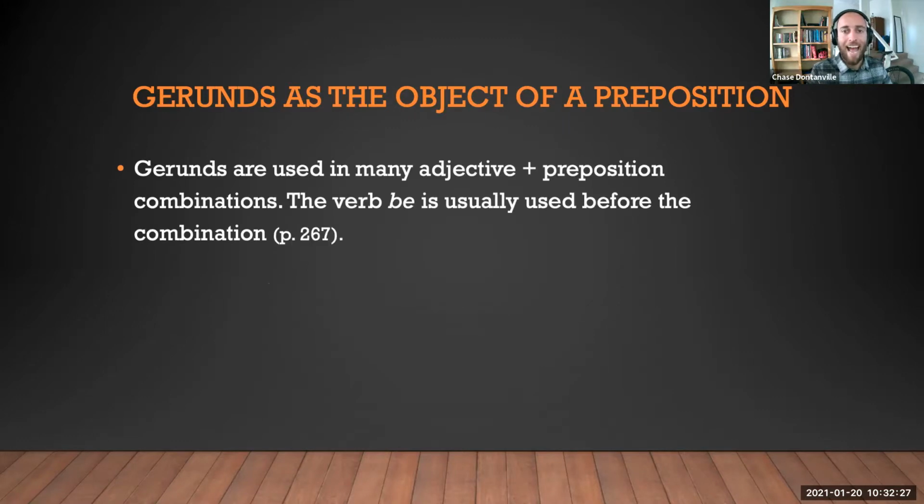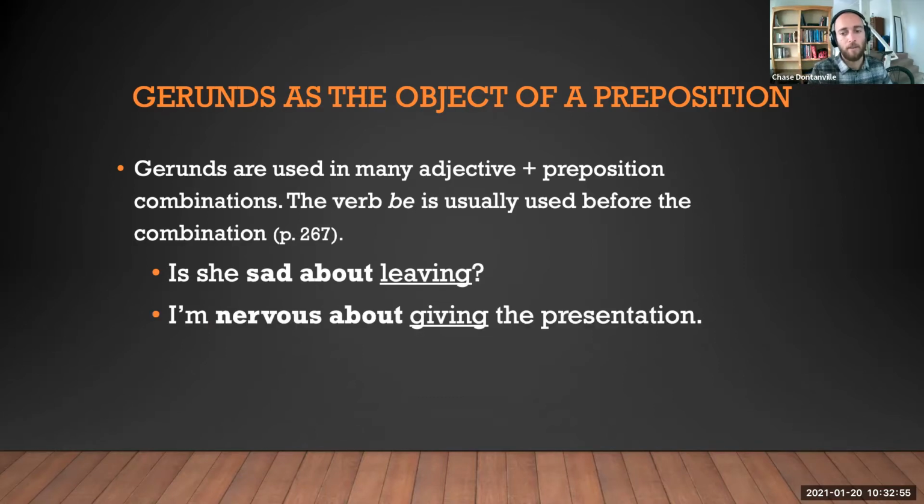Also, gerunds are used in adjective plus preposition combinations, and the verb be is usually used before the combination. And again, if you look at page 267, you'll see a more complete list. I will give you a few examples here. Is she sad about leaving? Sad about gerund. Sad about going, sad about leaving, sad about losing. I'm nervous about giving the presentation. Nervous about plus gerund. I'm tired of not feeling well. Tired of plus gerund.